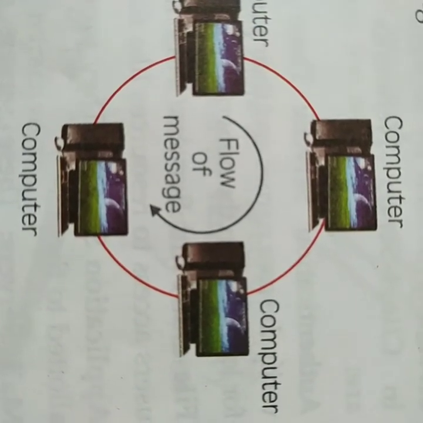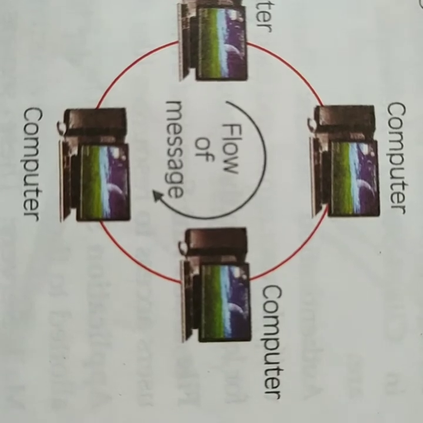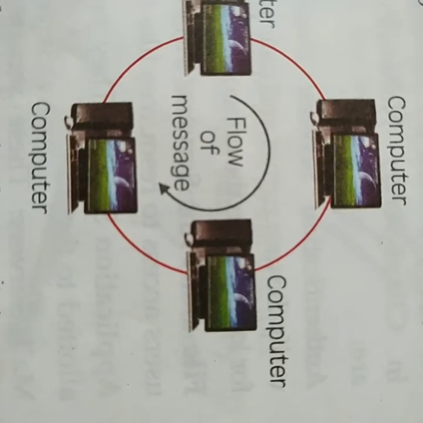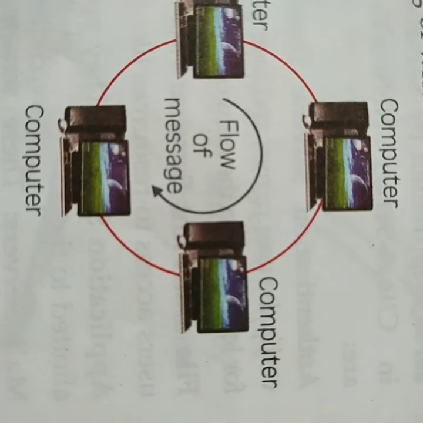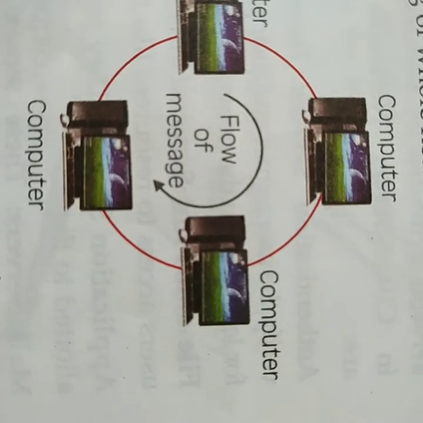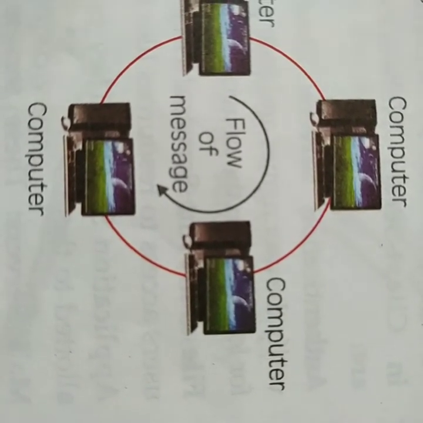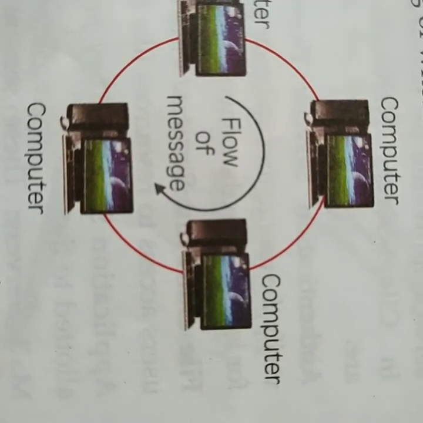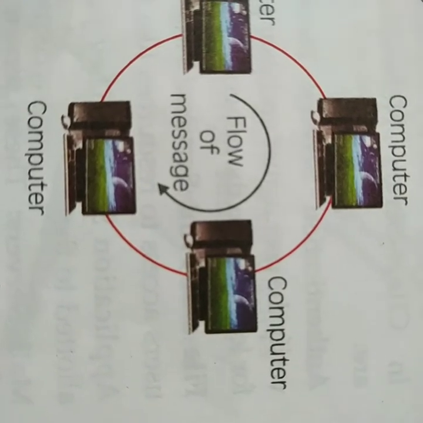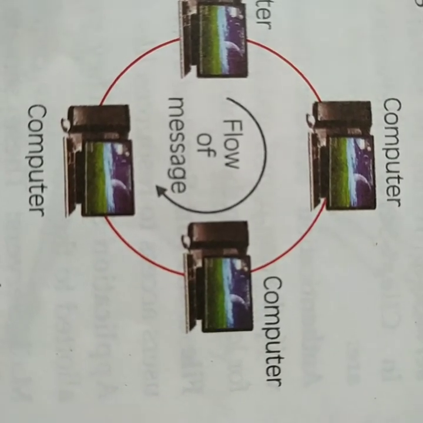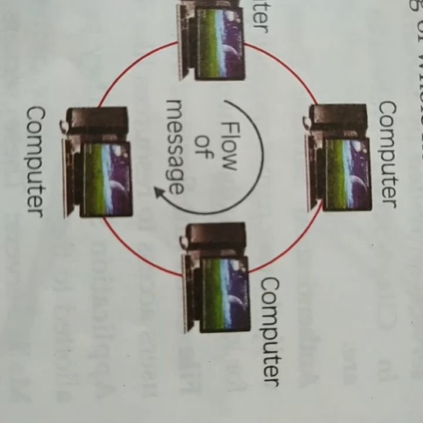Next topology is ring topology. In ring topology, each device is connected to two other devices, forming a ring. The advantage of this network is that communication flows in only one direction, from one device to the other. Because of this, data gets transferred quickly. The disadvantage of this network is that if even one device fails, the entire network breaks down.